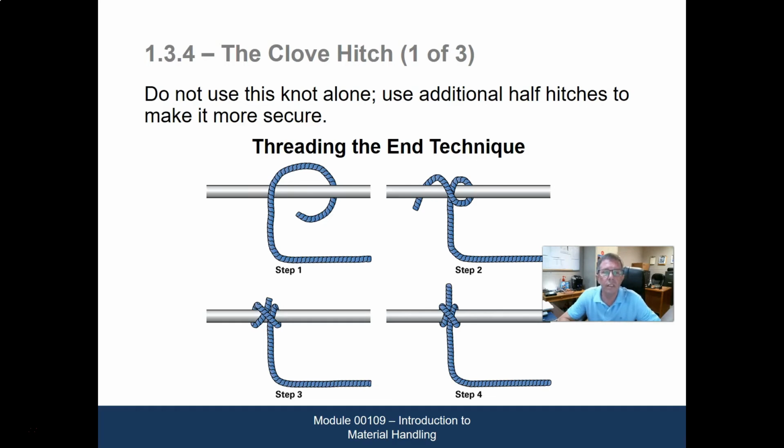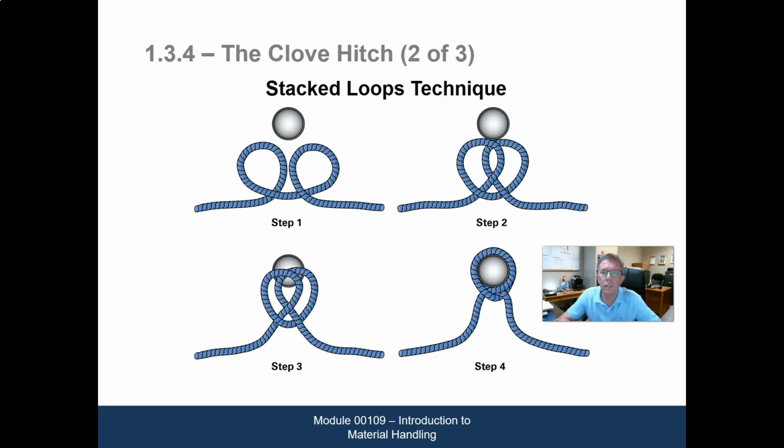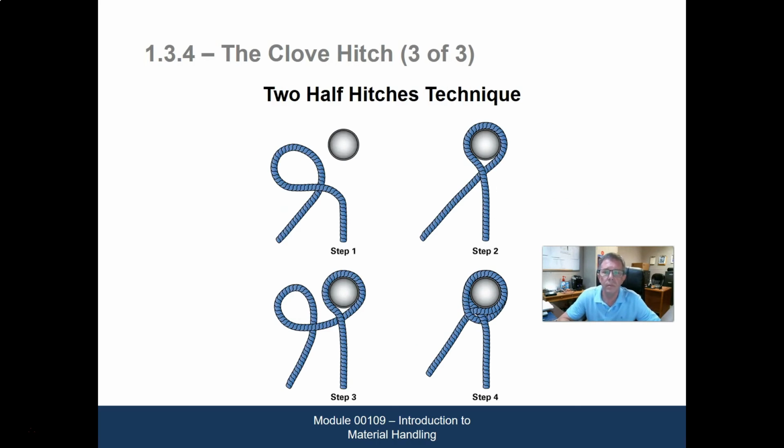The clove hitch, it says do not use this knot alone, use additional half hitches to make it more secure. The clove hitch, you can use the stack loops technique where you just put 2 loops in the rope, stack them together in steps 3 and 4 and insert them over what you're trying to make the hitch on. 2 half hitch techniques.